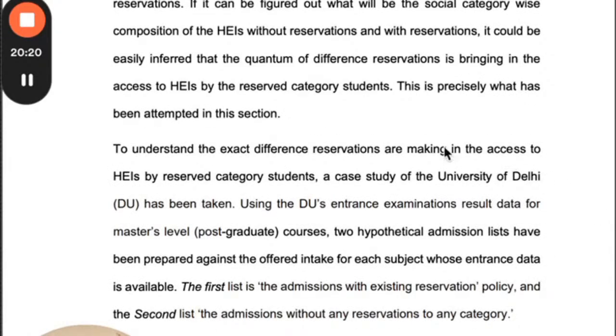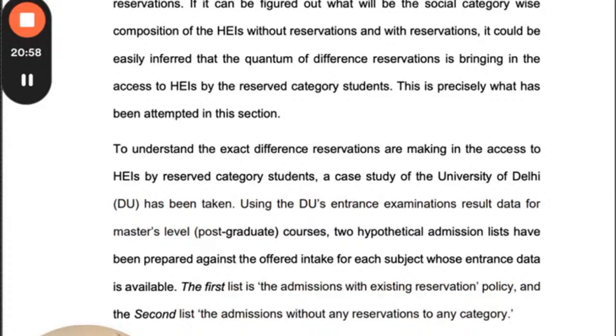Now, one more important thing, but here we have to understand that what we learned from the Hyderabad Central University case is that there are more number of students getting in on their own merit. It is not that we don't have students getting in on their own merit at all. It is not that all the students need reservation. So now again, the author here uses a beautiful case study of University of Delhi to understand what is the impact of reservations.